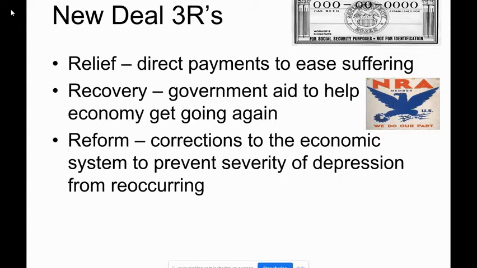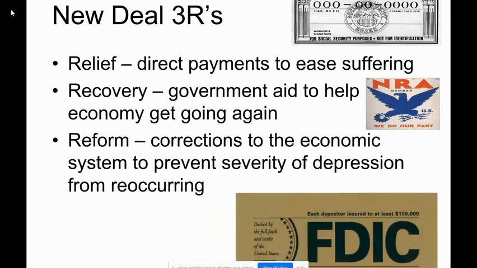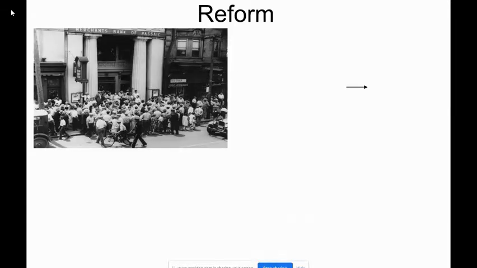And then the last R is reform. Reform was to make sure that our economy would never plunge so deeply into an economic recession. And we're going to talk about things like the FDIC. The FDIC is basically the government's guarantee that no matter what a bank says it has in terms of money, the federal government guarantees your deposit. So if the bank says that you have $2,000, even if they loan money out, there's still $2,000 somewhere backed by the government that's yours. And so that's reform. Just make sure this never happens again.